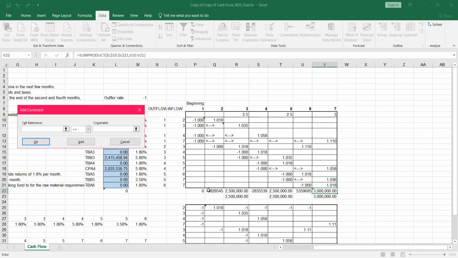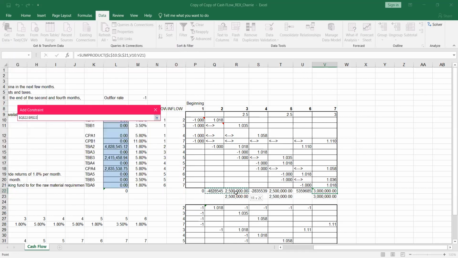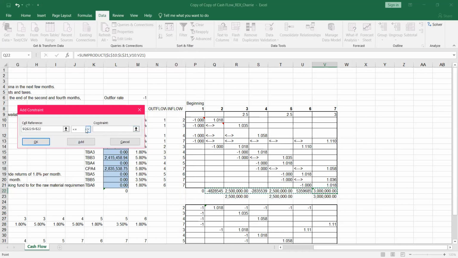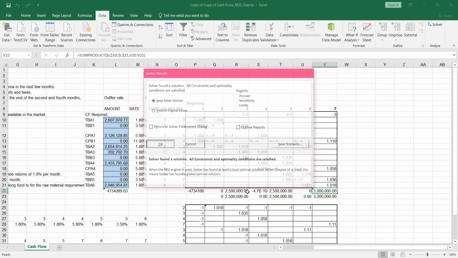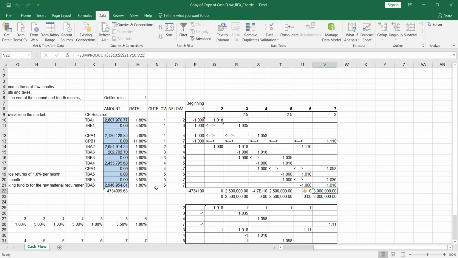Okay, add natin yung constraint. Lahat yan, everything there, should be equal to everything below. Isama mo yung sa Q. Yan, hanggang dulo. There. Sige, okay na yun. Cancel na. Ayan. Tama ba? Bakit iba yung answer mo? 4.7 million.